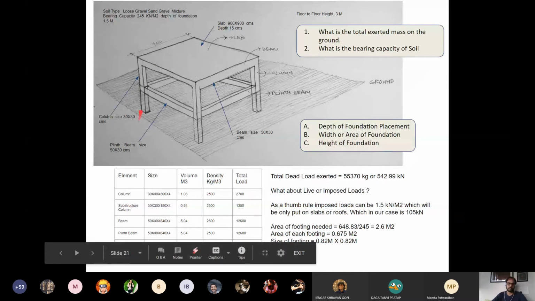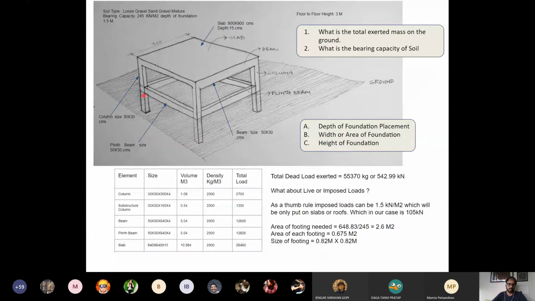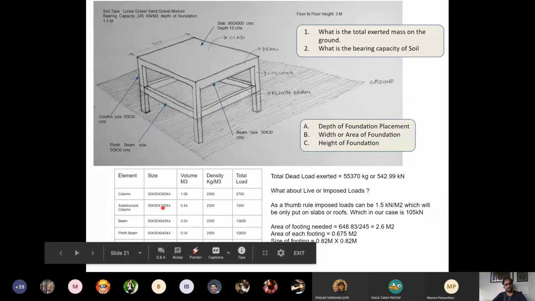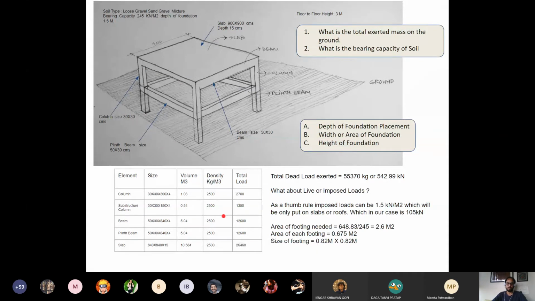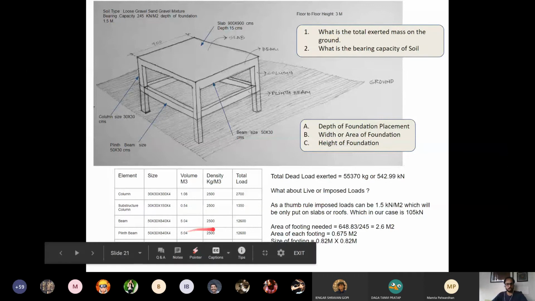Then there is a substructure column, which is below the level of ground and going inside. This column I have considered is 1.5 meters. The load exerted by that column itself is 1,350. Then there are beams. We have 4 beams on the 4 sides that exert a weight of 12,600 kilograms. There are plinth beams which also exert the same weight, and then there is the slab.